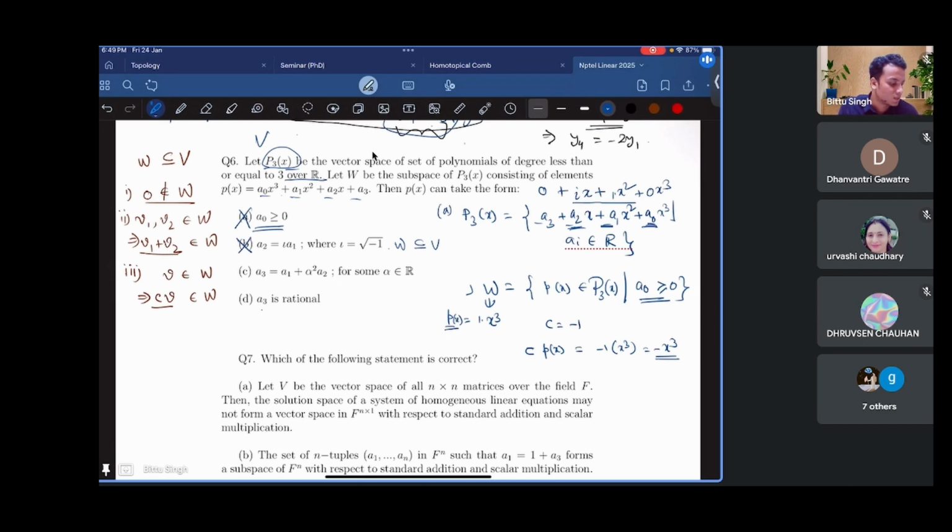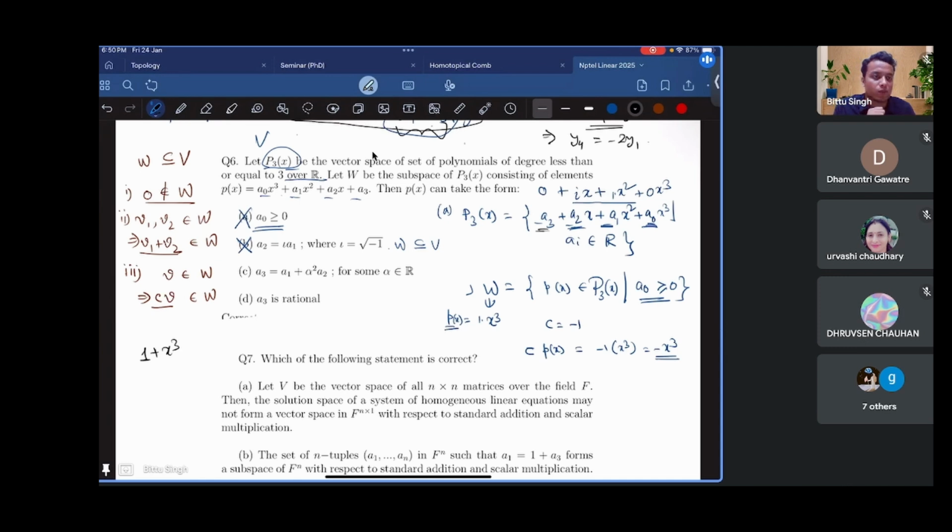Let me check this condition. If A3 is rational, then we can take this element, right? So A3 is rational, A3 is here. So, for example, rational number, what is your favorite number? Let us choose 1 plus x cube.